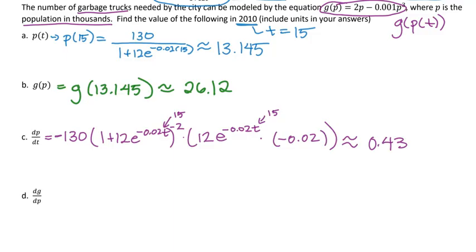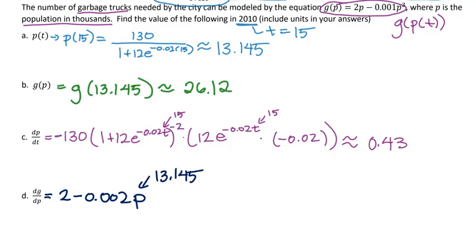dg/dp makes perfect sense because g is a function of p. So we can go straight for the derivative, 2p minus 0.001p squared. The derivative is going to be 2 minus 0.002. That power rule drops the 2 down. And then it will be p to the 1. And now we're supposed to evaluate, figure out what the value is in 2010. We know that in 2010, P was 13.145. So that's what we'll plug in.